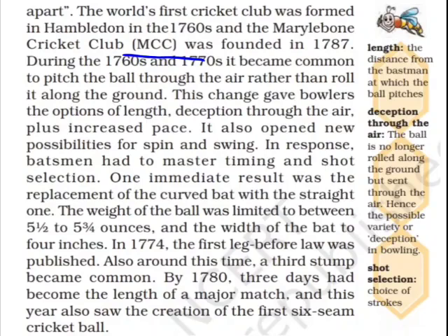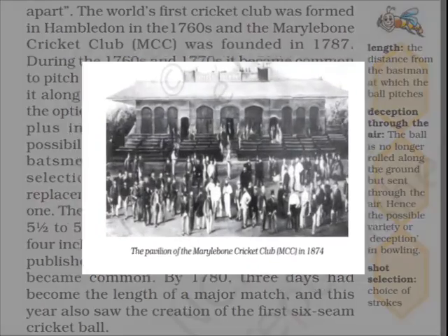Earlier they just rolled the ball along the ground. After that they decided that they have to throw it in the air. So all this improvement happened in cricket. Now look at this picture of the pavilion of the Marylebone Cricket Club, MCC, in 1874, which is already given in your textbook.